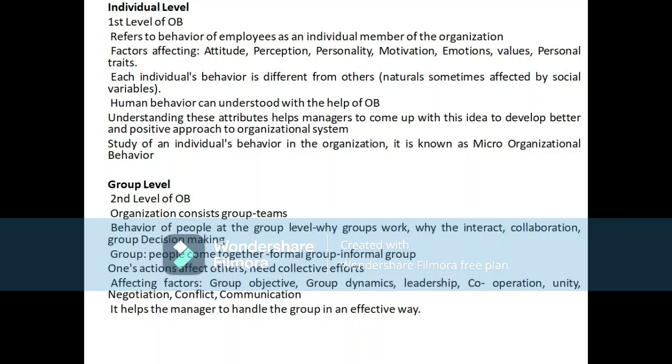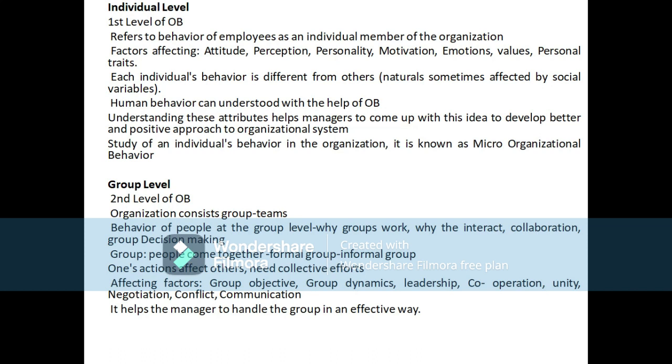We are talking about the levels of organizational behavior, right? In the previous video, I have taken the class up to the individual level. Now we are going to the group level. So in group level, how the individuals behave in the organization.